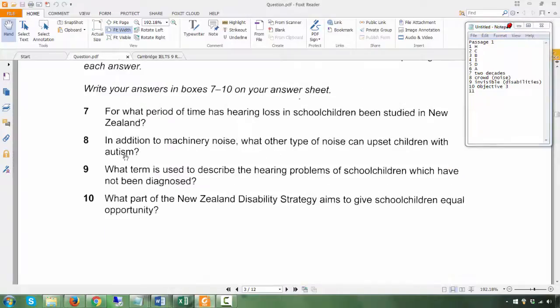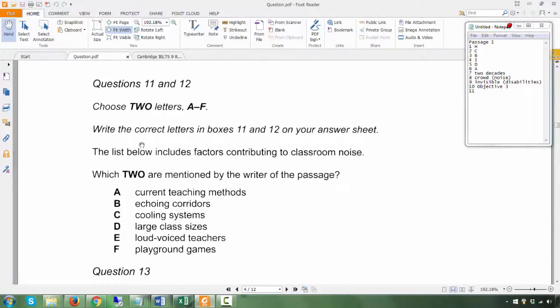Question 11. Write the correct letters. Which 2 are mentioned by the writer in the passage? This will give you two marks, A and C. Let's go to A, current teaching methods.